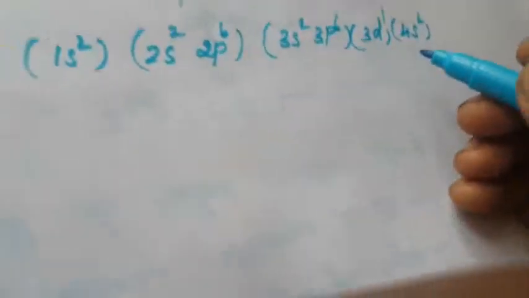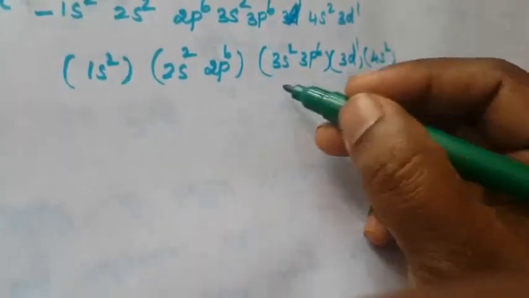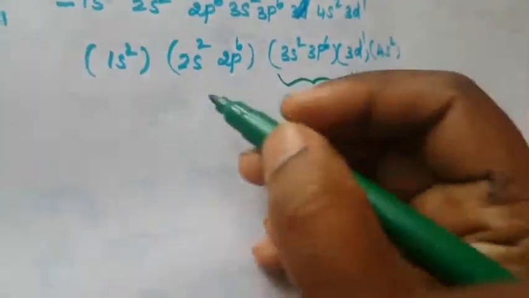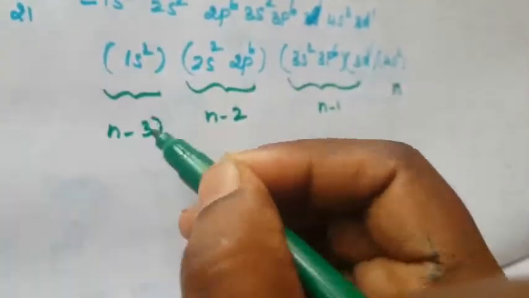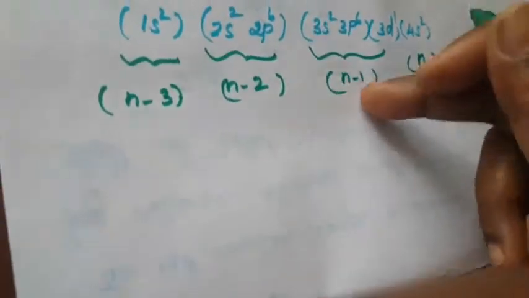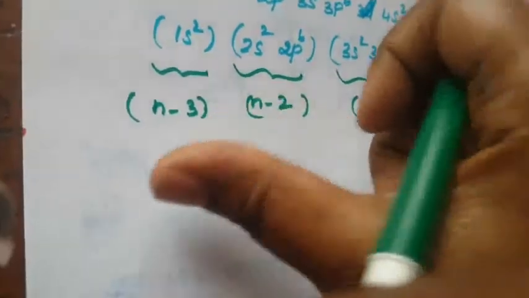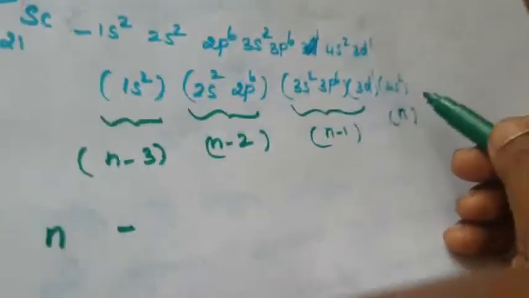So how to group? This is the nth shell. This is called the n minus 1 shell. This is n minus 2. This is n minus 3. First, you group the electrons as valence shell, penultimate shell, and so on. Next is how to calculate the number of electrons in the group. In the nth shell, how many electrons? Only 1 electron, because we are going to calculate the last electron.